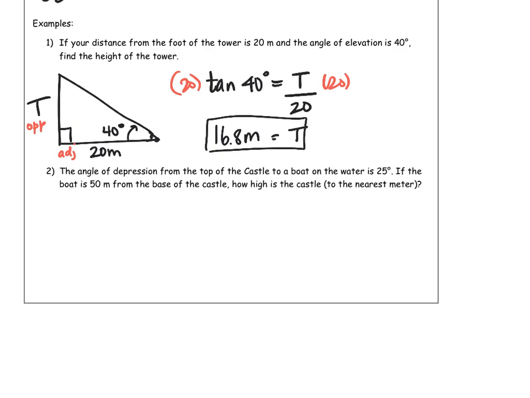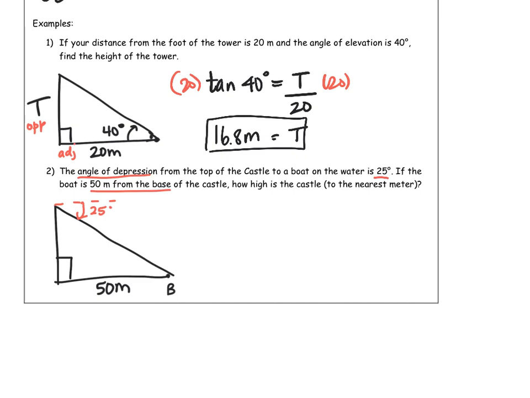The angle of depression from the top of a castle to the boat on the water is 25 degrees. If the boat is 50 meters from the base of the castle, how high is the castle? So same idea, if this is my castle and I've got a boat over here on the water, I'm going to create a right angle triangle. The boat is 50 meters from the base of the castle. Base means bottom. So this is 50 meters away. Now it says the angle of depression is 25. So technically, that means from here measured downward is 25 degrees.